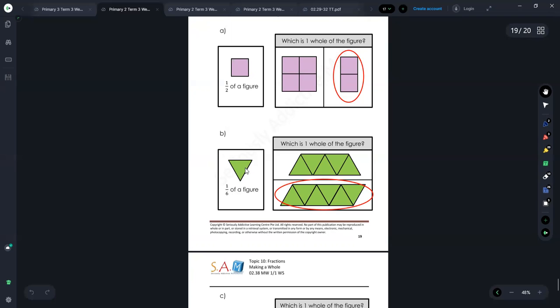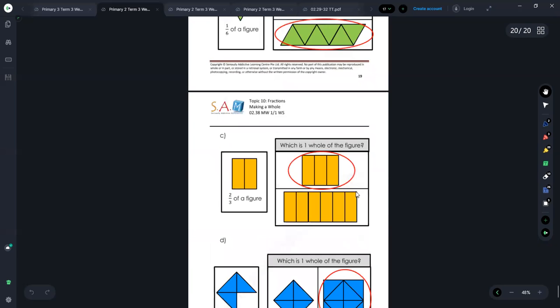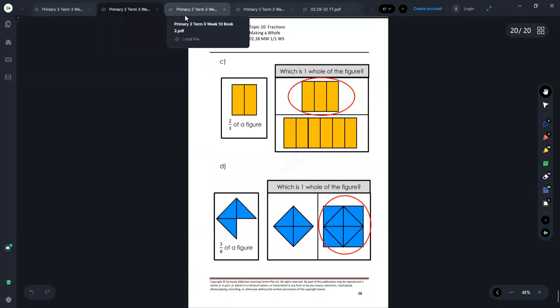Some of them may get confused, thinking that this is 1 out of 6 and that what they're supposed to select is 5 out of 6. 1, 2, 3, 4, 5, correct? Some may confuse it like that. But you have to tell them the question here is which is 1 whole of the figure that we see here. So the figure here is 1 part. So they need to find the whole, which means there are 6 parts there. Okay, and that's it for making a whole.